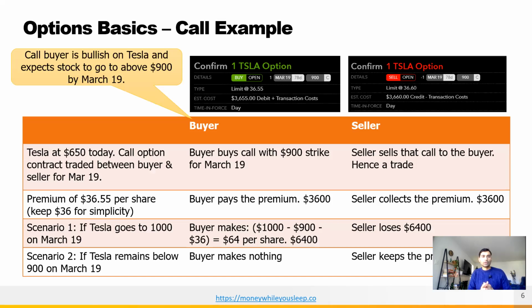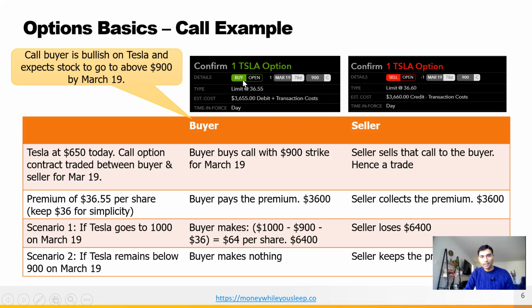Okay, so let's start with the call example. As I mentioned, a buyer of a call is bullish on a particular stock. So we have tried to put a Tesla example over here, and a call buyer is bullish on Tesla and expecting the stock to go above $900 by March 19th. Let's say the buyer has got this particular outlook, and he is buying a Tesla call. So this is a trade a buyer of a call is going to place.